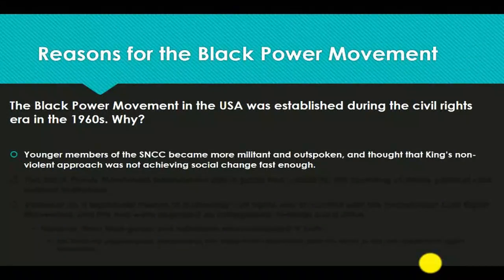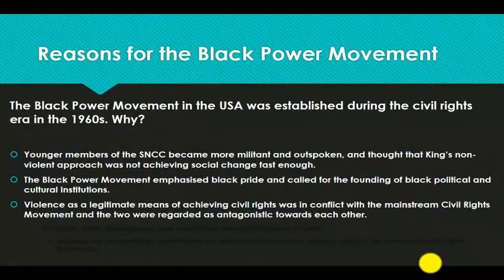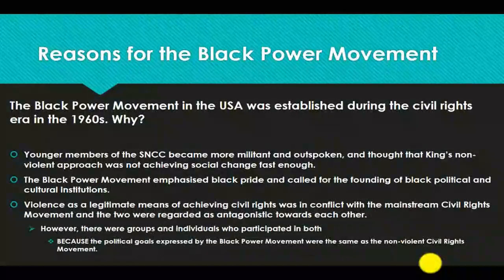So younger members of the SNCC, the Student Nonviolent Coordinating Committee, became more militant and outspoken and thought that King's nonviolent approach was not achieving social change fast enough. The Black Power movement emphasized black pride and called for the founding of black political and cultural institutions. And the violence as a legitimate means of achieving civil rights was in conflict with the mainstream civil rights movement, and the two were regarded as antagonistic towards each other.